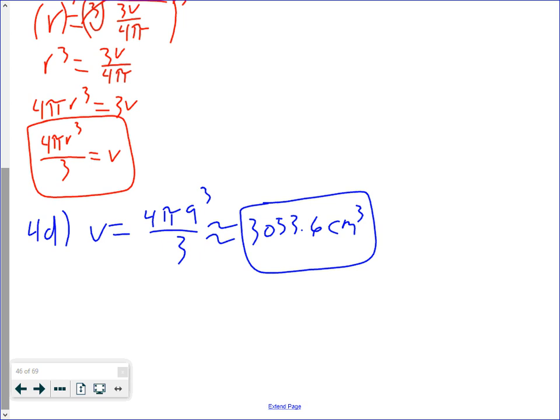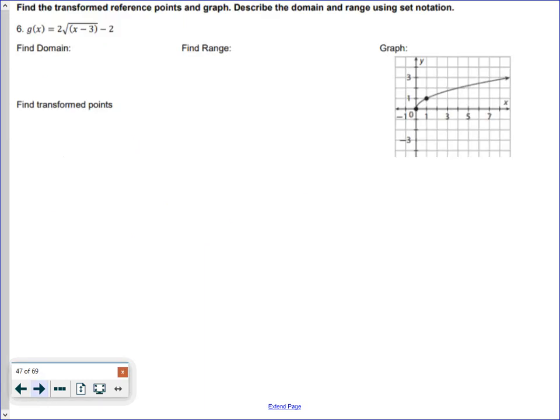But the biggest part here is just to know that we have our inverse function, and our inverse function gives us our volume in terms of the radius. So if we have our radius, we can just plug in our r, and it gives us our V. That's basically the point of 4D, despite it being worded really weird. All right? Let's keep on going.